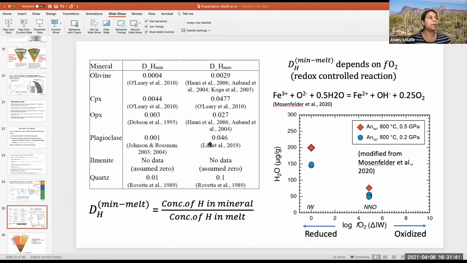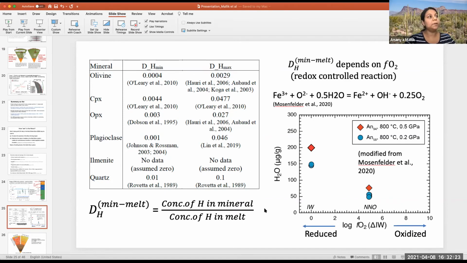Now, when we look at the range of partition coefficients of hydrogen that have been published in the literature, what we see is that for minerals that crystallized during the lunar magma ocean, there's actually a range that has been reported. So this is the minimum range, we call it DH min, and this is the maximum range, we call it DH max. And so you can see that this range varies across an order of magnitude, depending on the composition of these phases. So for example, for pyroxenes, the more aluminum there is in the pyroxene, hydrogen tends to be more compatible in the pyroxene. Also, depending on the iron content of the phases, and also redox conditions.